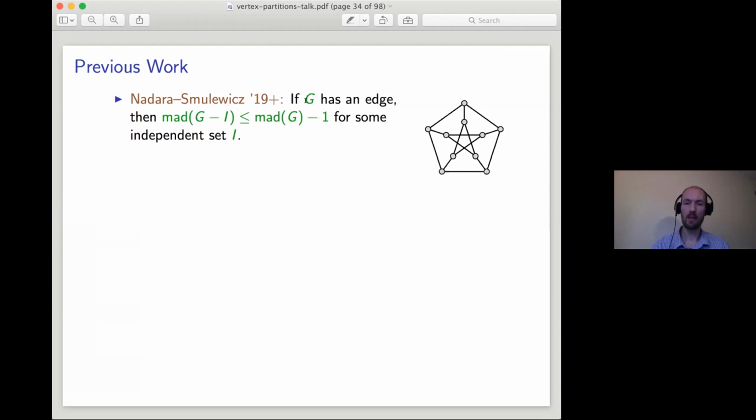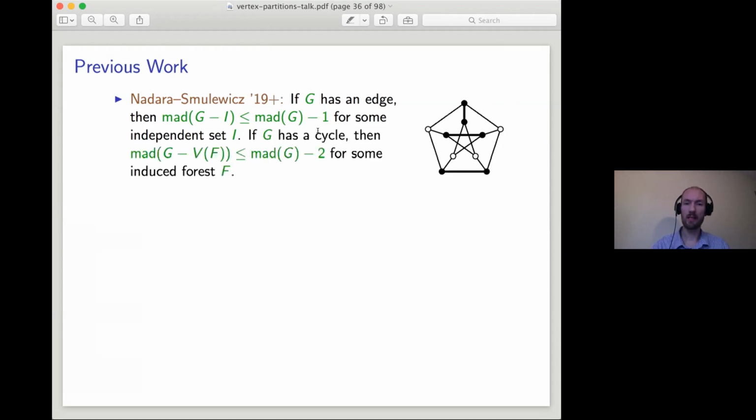And this criteria of having an edge is sort of silly, because if you don't have an edge, then your MAD is 0, and so you can't drop it at all. And so here you can think, in this example of the Petersen graph, if you delete this independent set, you drop the max average degree from 3 all the way down to 1. So the Petersen graph is particularly easy for this sort of partition.